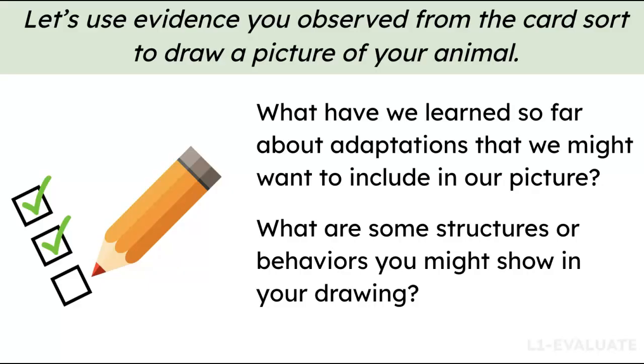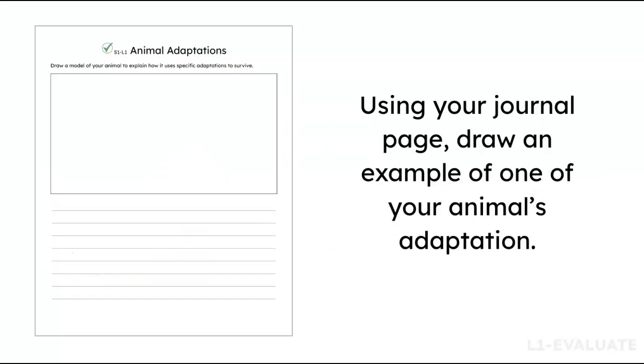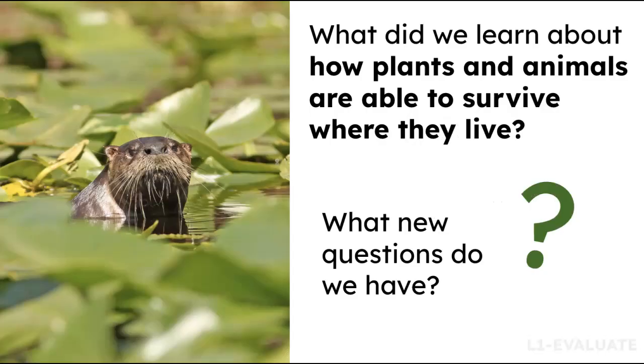They will pick a plant in Section 2 of the unit. You'll co-construct the Gotta Have It checklist with your students that tells them what to include in the first part of their picture. You'll then have students complete the Animal Adaptations student journal page to draw an example of an adaptation their animal has. To support student sense-making across the unit, you'll orient students back to the driving question board.